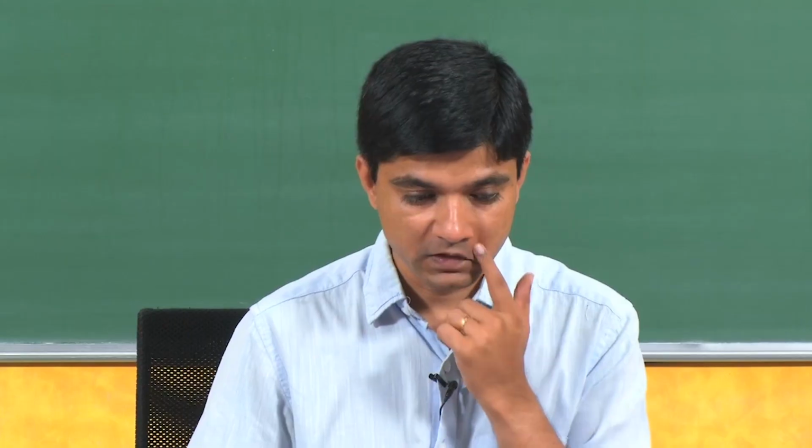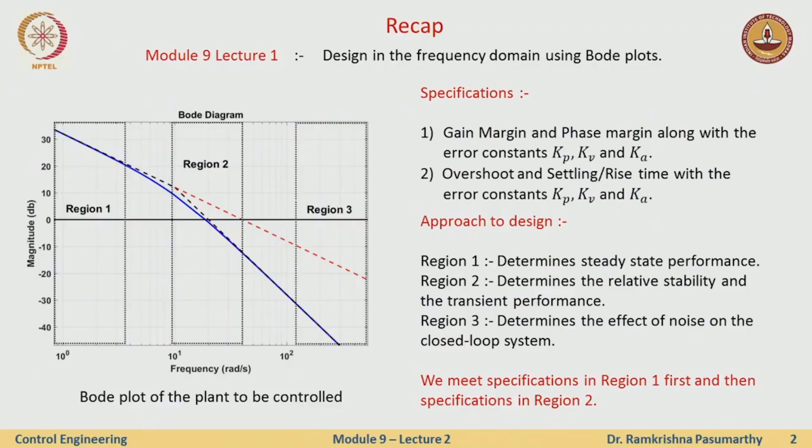So, continuing our discussions on designing lead compensators in the frequency domain, making use of the Bode plots. Let's just recall what we had in the last lecture. The performance specifications were usually in terms of the gain and phase margins. These determine the transient performance, together with the error constants: the position, the velocity, or the acceleration error constant.